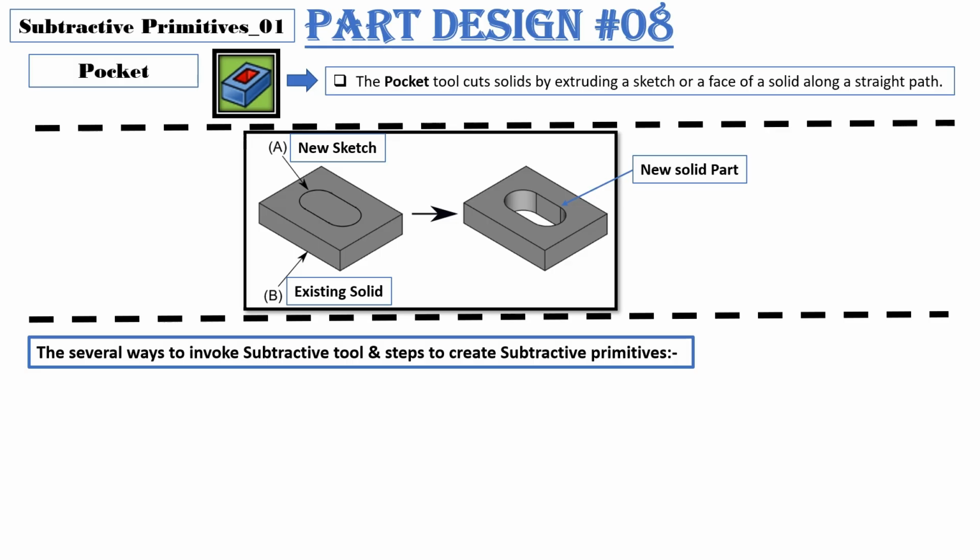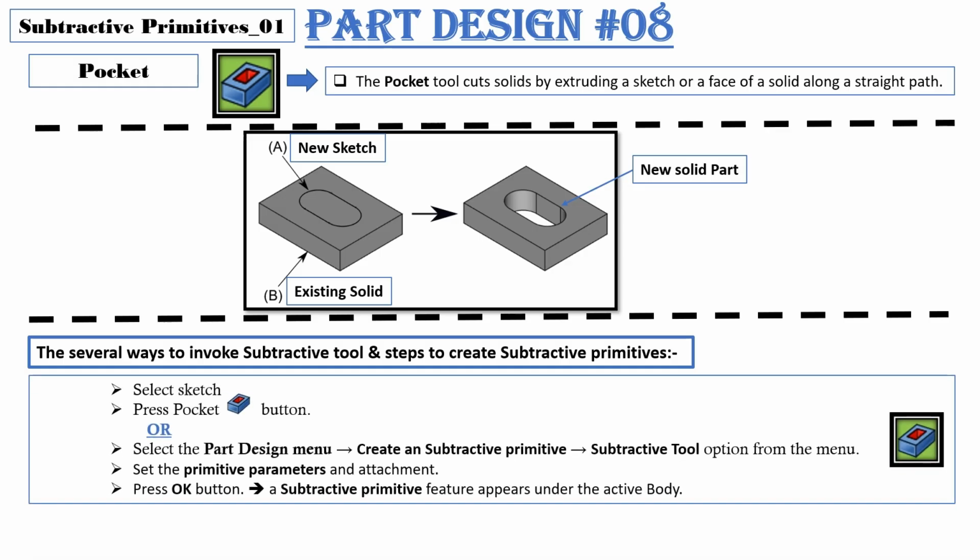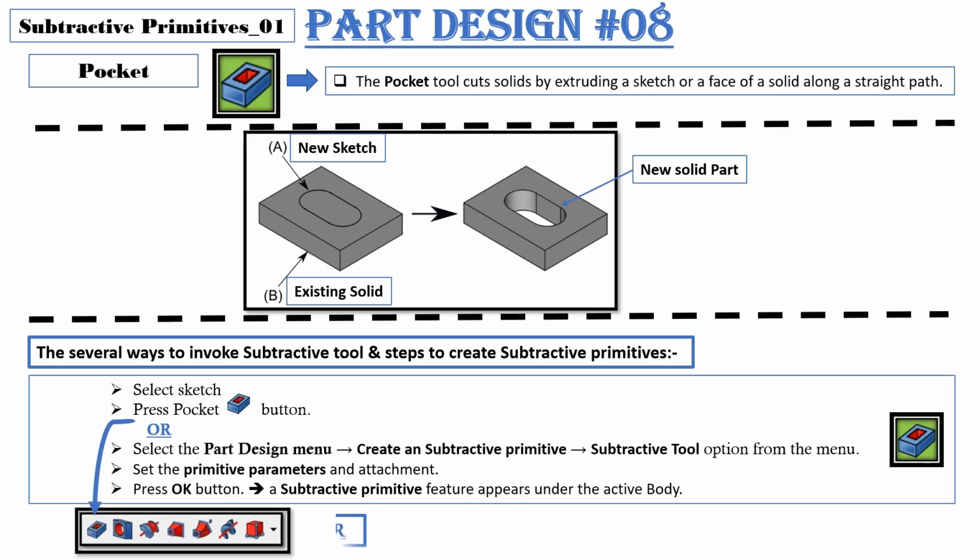Here you find the several ways to invoke this subtractive tool and the steps to create subtractive primitives. First, create a new sketch. Then, press the Pocket button or select the Pocket tool from the Part Design menu. After that, you can set the primitive parameters in the Pocket Parameters dialog.